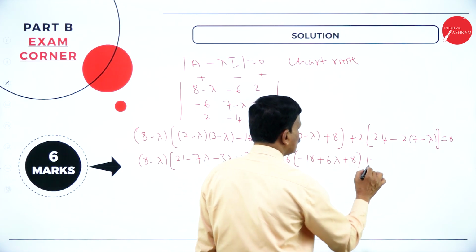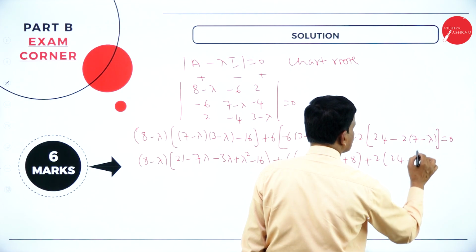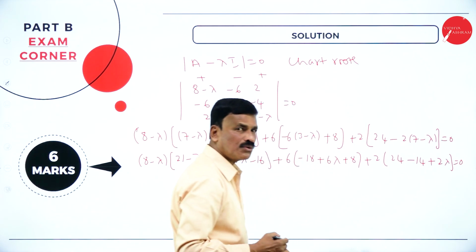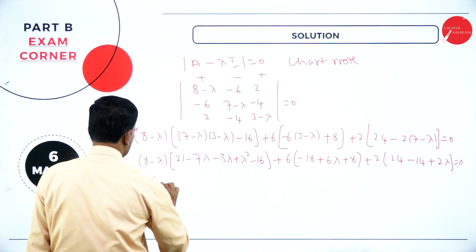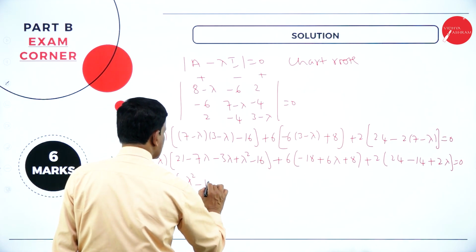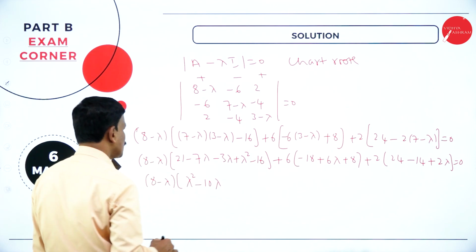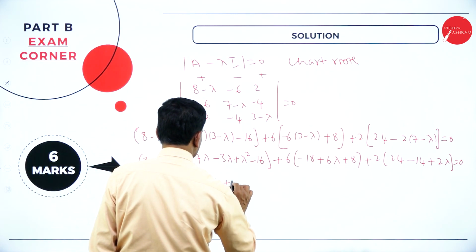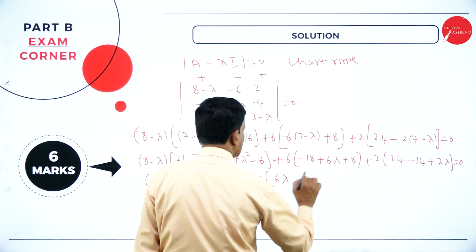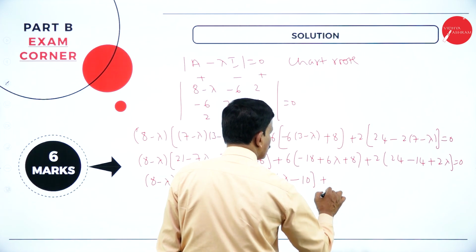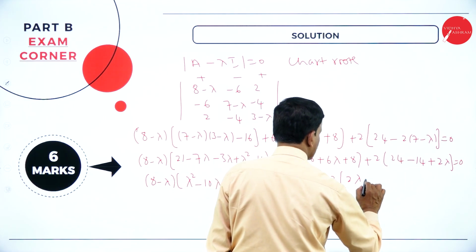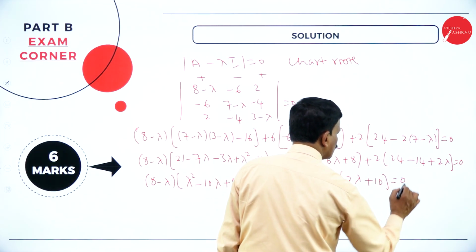plus 18, plus 8, plus 2 into 24 minus 7 2s are 14, minus into minus plus 2 lambda is equal to 0. Now what is this equal to? (8 minus lambda) into, put it in order, lambda square, minus 10 lambda, again 21 minus 16 is plus 5, plus 6 into, here it is 6 lambda, minus 18 plus 10 is minus 10, plus 2 into 2 lambda, again 24 minus 10 is plus 10, is equal to 0.